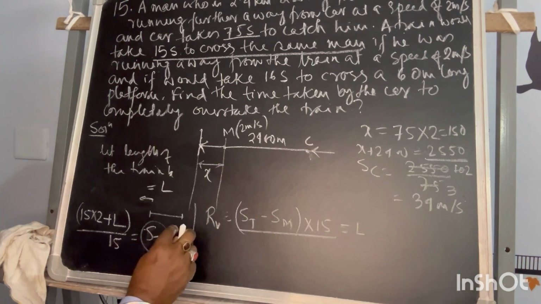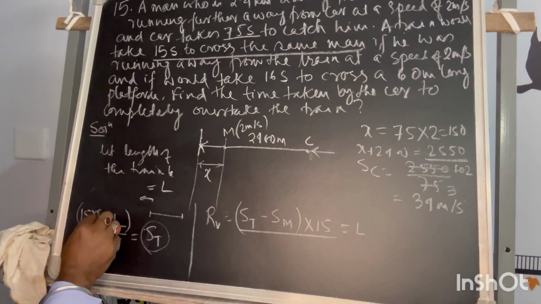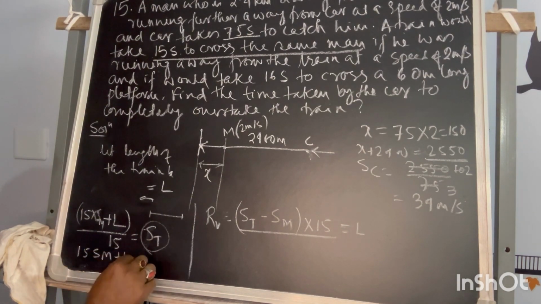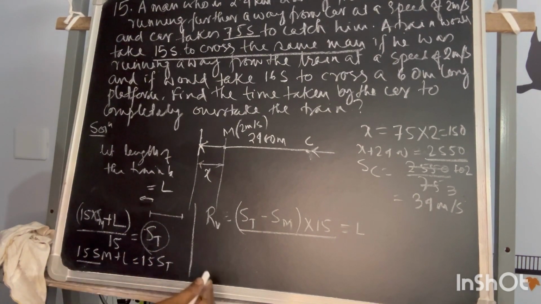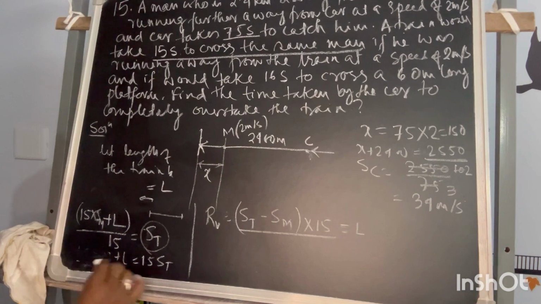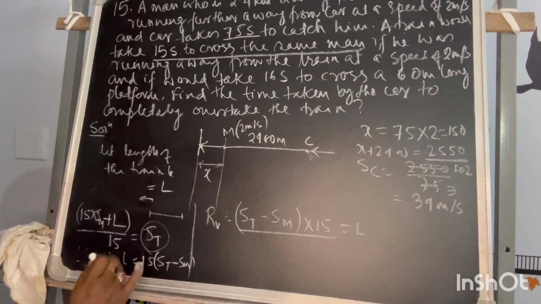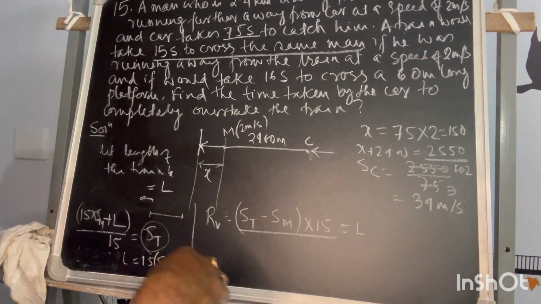see how this and this are the same. This is what? The speed of man. Now see, I am converting it. 15 into Sm plus L is equal to 15 into St. Now take this part to this side. So what would be? 15 is common. Sm into 15 is equal to the length. Now see, I am getting the same equation. So that is being replicated.